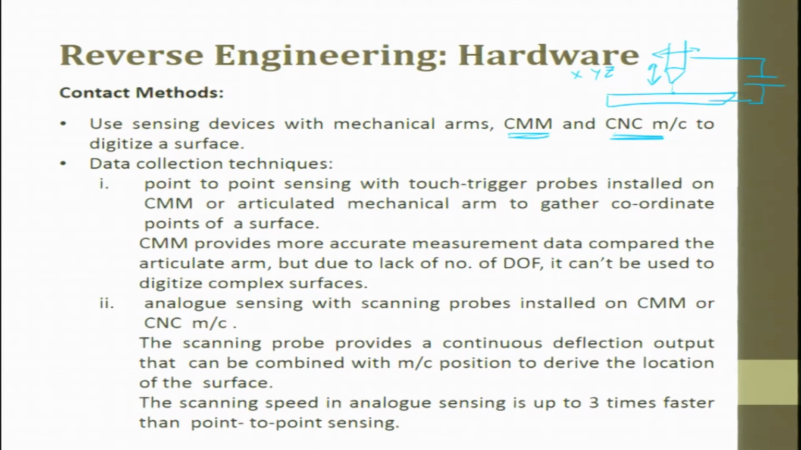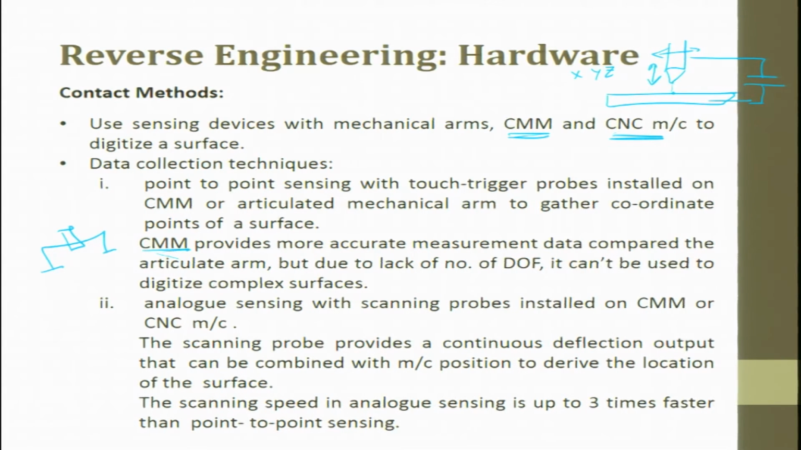Point to point sensing uses a touch trigger probe installed on a CMM or an articulated mechanical arm, that is, the portable arm, to gather coordinate points of a surface. The CMM provides more accurate measured data compared to the articulated arm, because a CMM always has a frame, wherein the frame is standard. With the articulated arm, the reference plane is a challenge, and due to the lack of degrees of freedom, it cannot be used for digitizing complex surfaces, unlike a CMM.